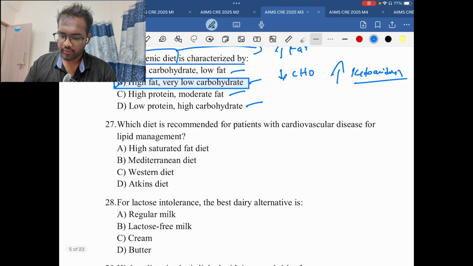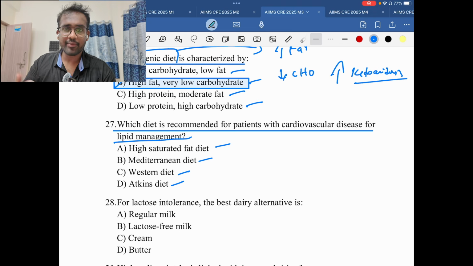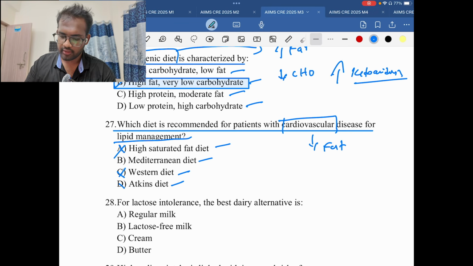Question number 27. Which diet is recommended for patients with cardiovascular disease for lipid management? High saturated fat diet, Mediterranean diet, Western diet, Atkins diet. So first we'll eliminate the options. In the case of cardiovascular disease, we usually give a low fat diet. High saturated fat, we don't provide it, so it is not the answer. Western diet is also not recommended, and Atkins diet is almost similar to the keto diet, but it's also not recommended.